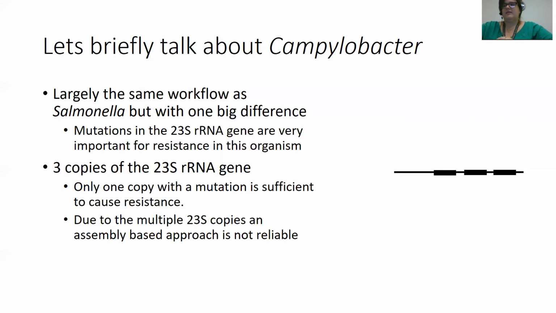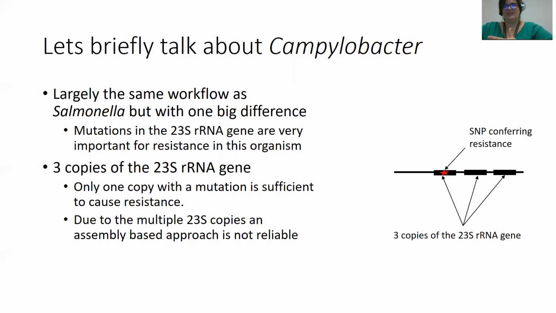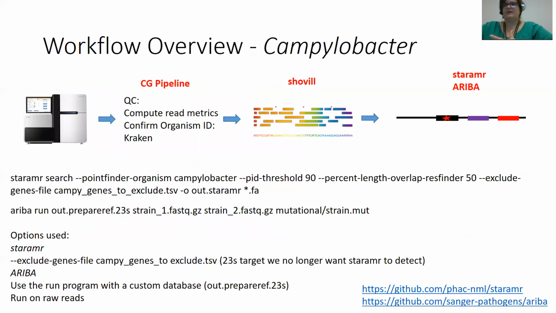So you can see in the schematic on the right, I've got a genome, and these 3 boxes are your 3 copies of the 23S rRNA gene. But a SNP mutation in only one of these copies can produce the phenotype of interest. So you can see right away that there's probably an issue with using an assembly-based approach on this. It's just not reliable at all. This region doesn't assemble well, and even if it does, if only one of your copies is mutated, you may not even see that mutation in your assembly. So we had to go back to the drawing board on this.